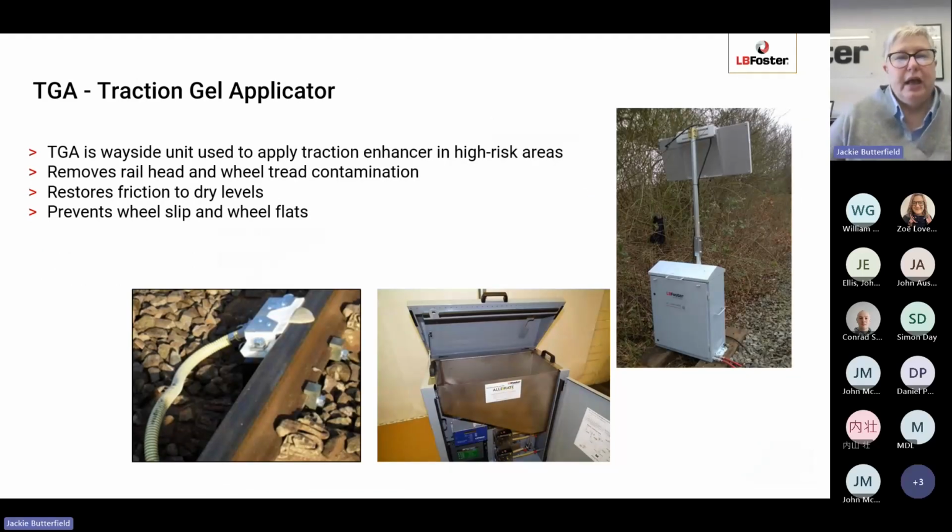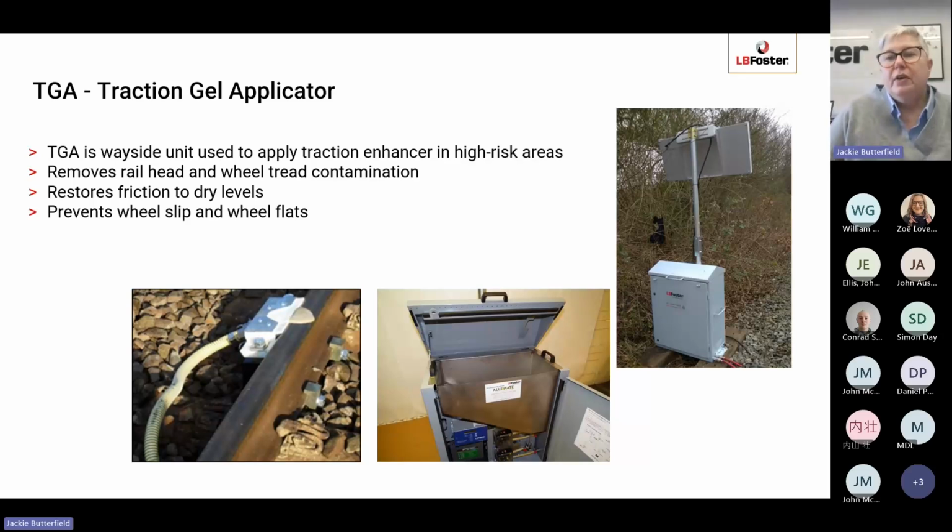And then the final option, which ties only really into that final mechanism of derailment in terms of the wheel slide, we're looking at a traction gel applicator. So the traction gel applicator, or TGA, is a trackside unit which is used to apply a traction gel in high risk or critical areas where you know that you have a high incidence or risk of low adhesion. So you're reducing railhead and wheel tread contamination, and therefore you're restoring the coefficient of friction to dry levels and reducing the risk of generating a wheel flat.